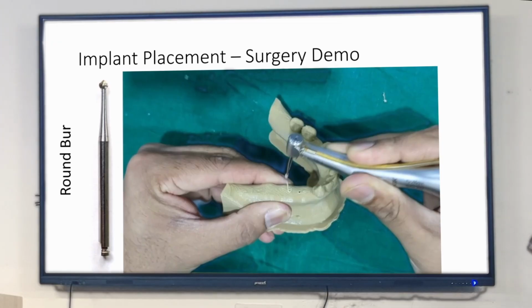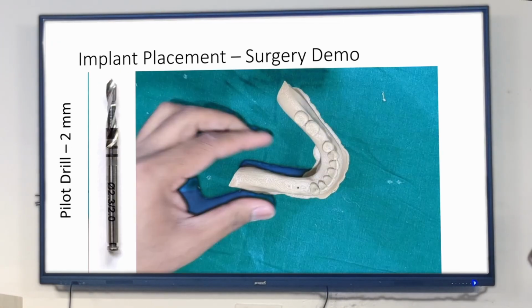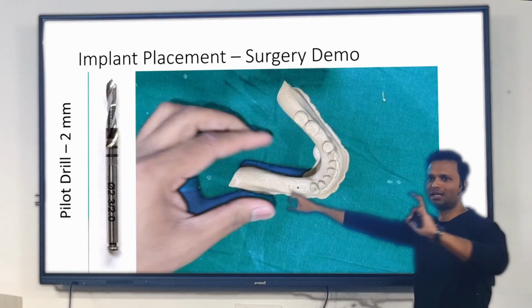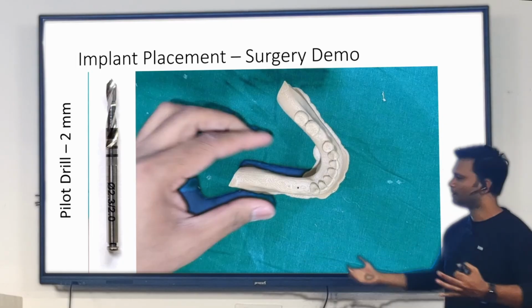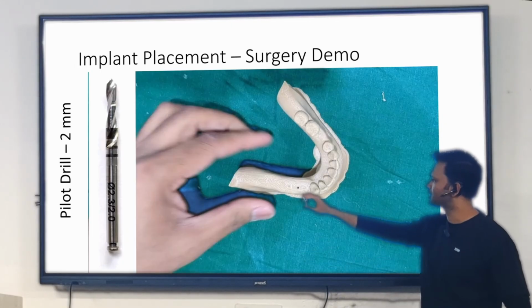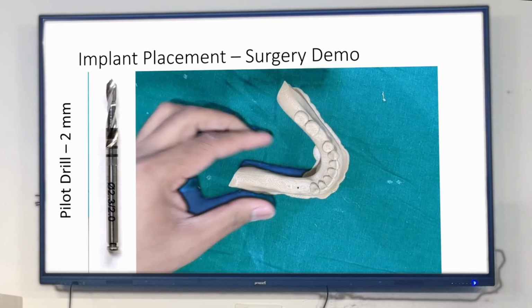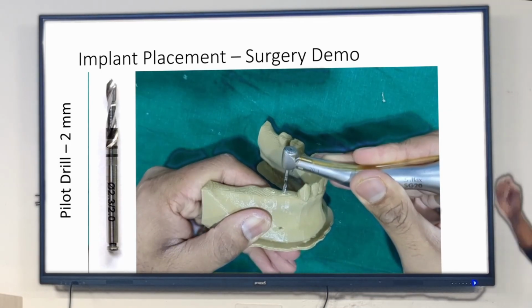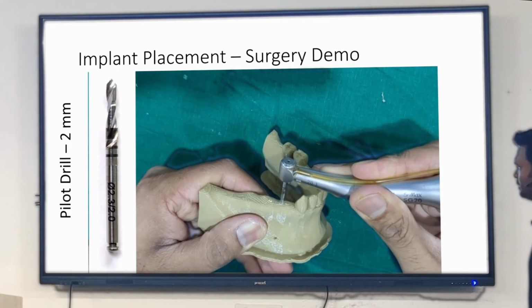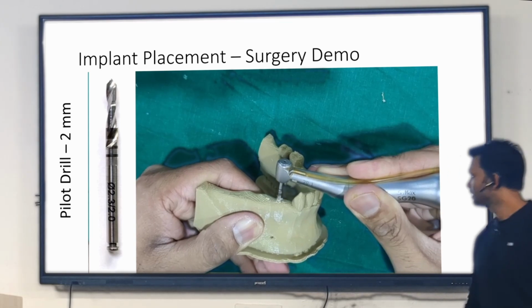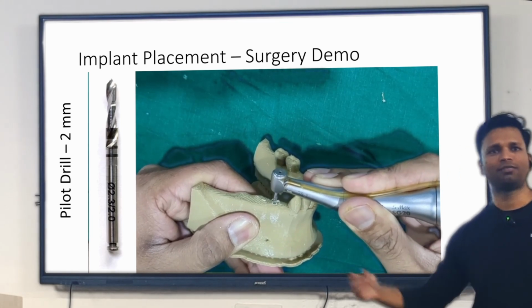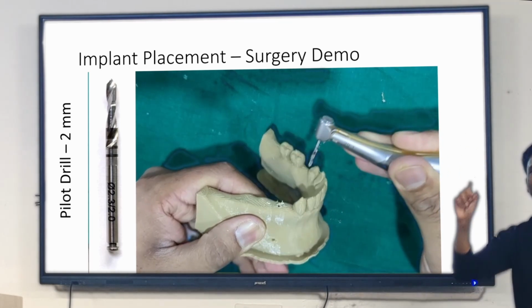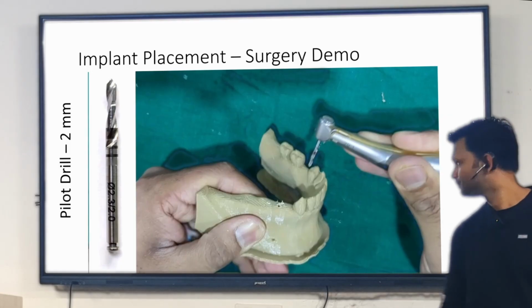So you mark the site. This site was marked just to show you that the round burr can be used to mark the site. So this is the site where we are going to place the implant. Now we are going to use the pilot drill in the same direction where I used the lance drill, to the desired length, that is 11.5 mm. In the pilot drill, you have to go till the required length.